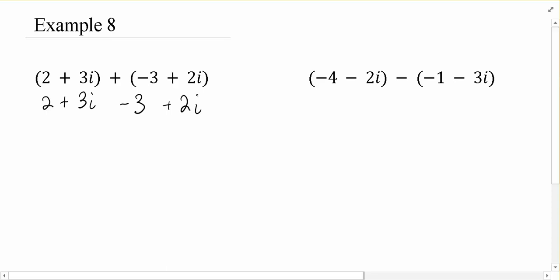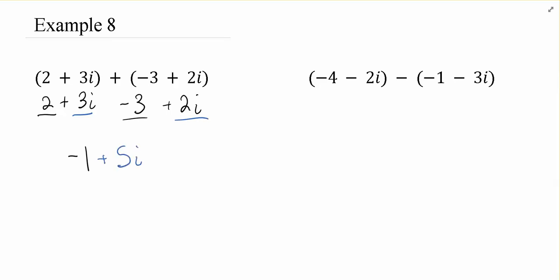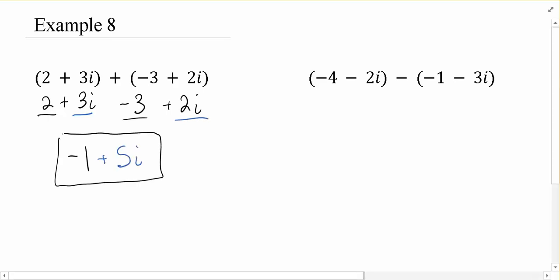like terms. We've got our real terms, the 2 and the negative 3. Those add up to negative 1. And then we've got the imaginary terms, the 3i and the 2i. That adds up to 5i. And that's it. Now I do want to point out that the order you write this in does matter.